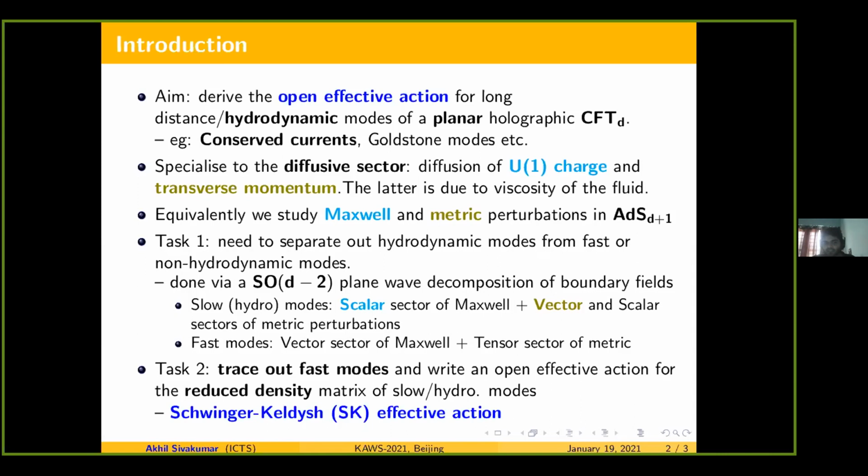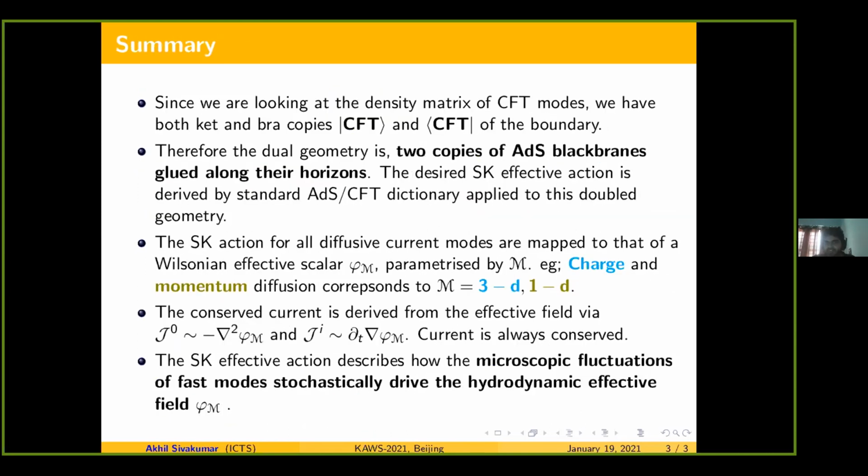Our second task is to trace out the fast modes and write an open effective action for the reduced density matrix of slow or hydrodynamic modes. Such an open effective action is called a Schwinger-Keldysh effective action, which governs the evolution of not just states, but of density matrices. Since we are looking at density matrices of CFT modes, we have both ket and bra copies of the boundary CFT. Therefore, the dual geometry is two copies of AdS black brane glued along their horizons. This is a prescription which is given in detail in our paper.